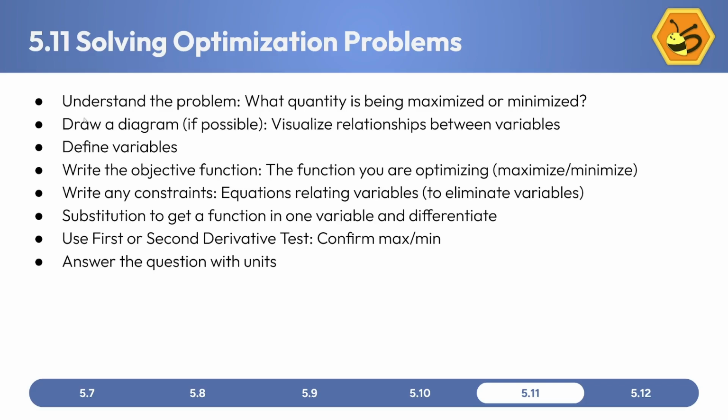Okay, after we have our objective function, we have some constraints. These are equations relating different variables in our problem. This way we can eliminate variables in our objective function until we have a single variable, and that will allow us to differentiate. So take the derivative. That is our next step. Then finally, we want to use the first or second derivative tests.